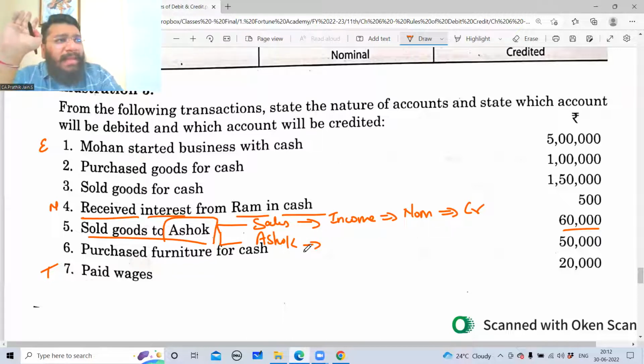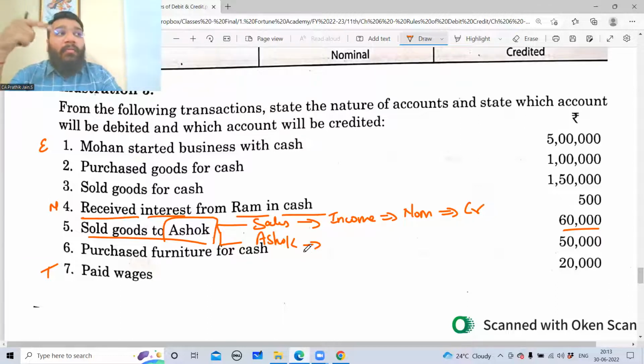Ashok, in layman language, if I ask you, is Ashok my party or customer? Customer. Sold goods to Ashok, so from the business point of view, Ashok is a customer. Party means supplier of the goods, creditor. So here Ashok is a customer. He got confused because in local business language also, party means customer. Yeah, so that's how he said it. That's fine, I got it. So Ashok is my customer.